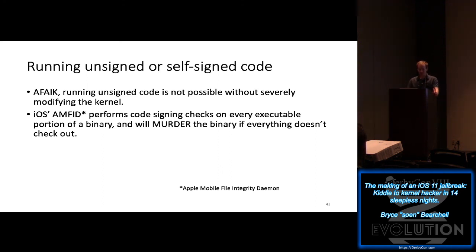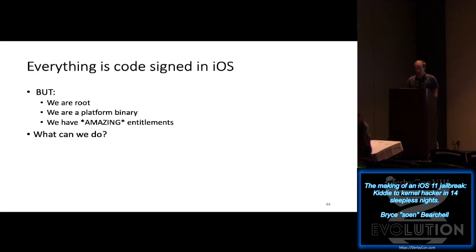So running unsigned code is not possible, kind of. This AMFI daemon will check every single executable, and if it doesn't properly have the signatures in place and then the certificate chain in another section of the binary, it just kills it. It's like, nope, you're not on the system. But, I mean, we are root-ish. We are a platform binary. We now have Apple privileges, and we have these super awesome entitlements. We are entitled to do pretty much anything on the system.